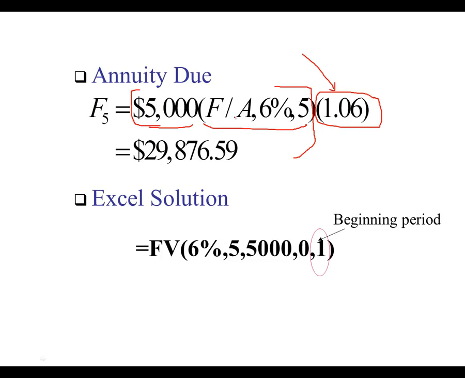By doing this, if we recalculate, then we will have the future value after 5 years as 29,876 and 59 cents. If we would like to use Excel in this problem, all we need to do is replace the type from 0 to 1, which means it's at the beginning of the period or beginning of the year, not at the end of the year.